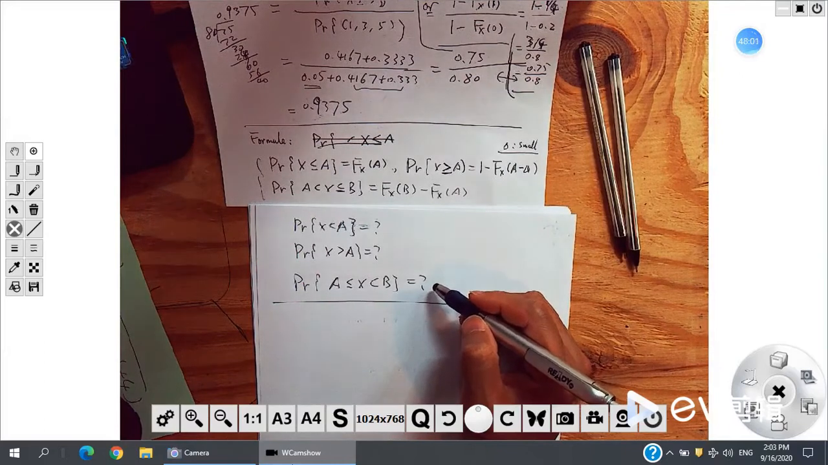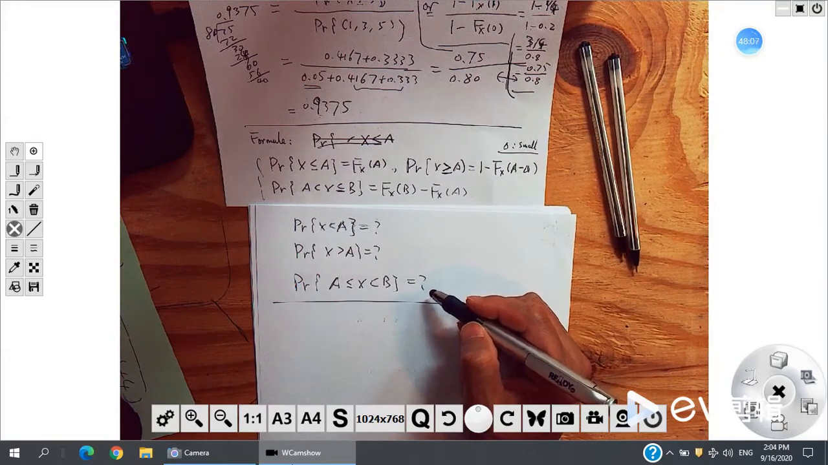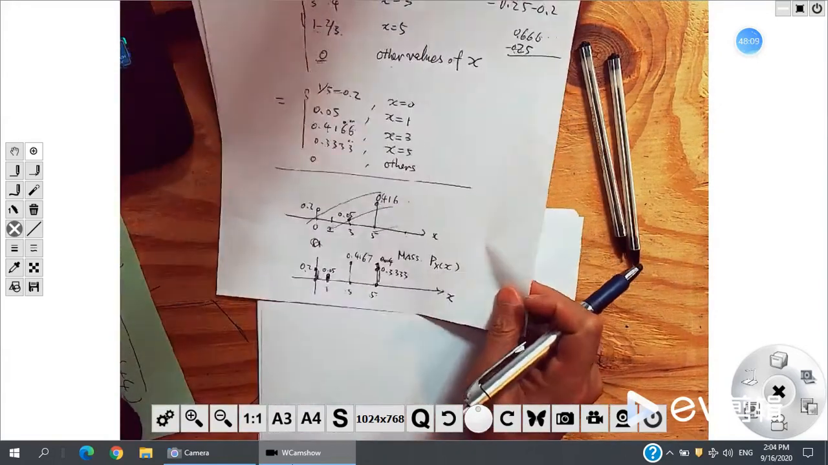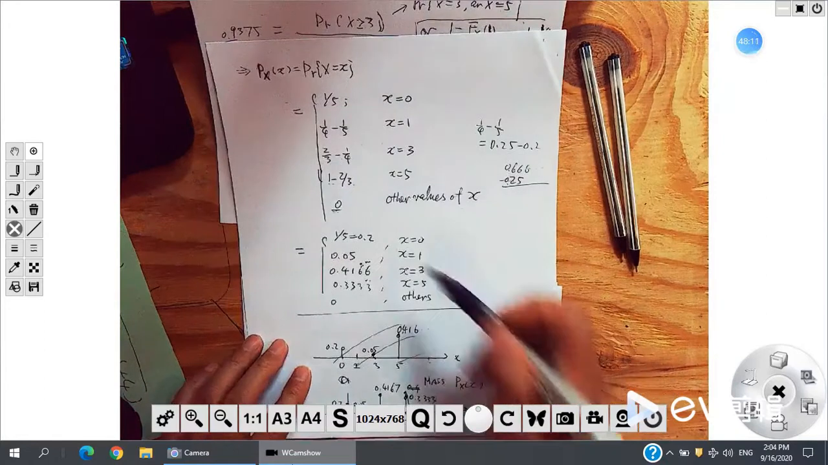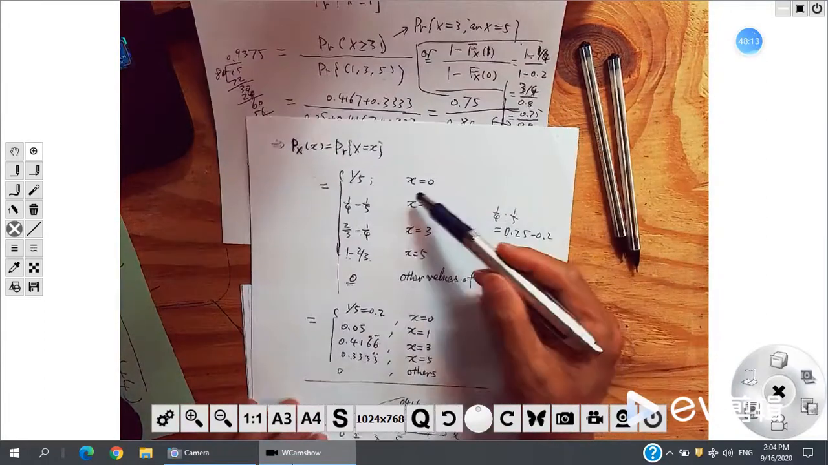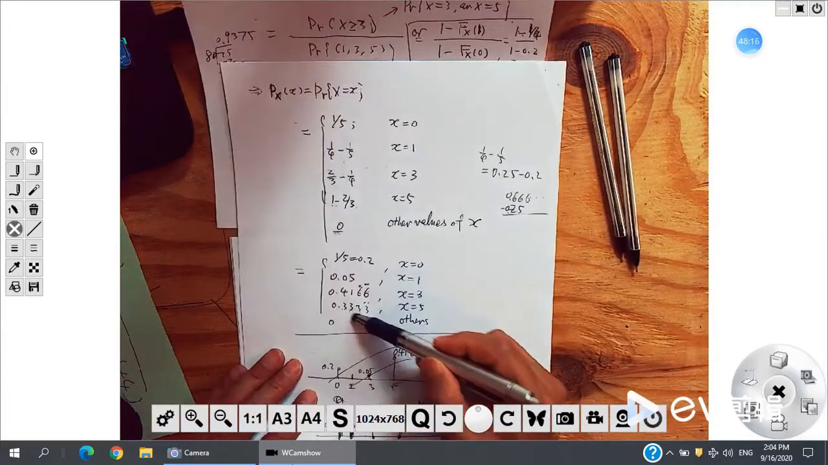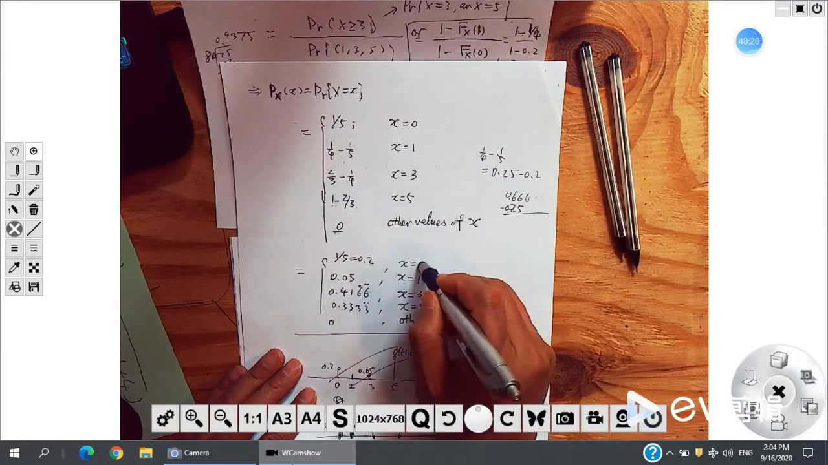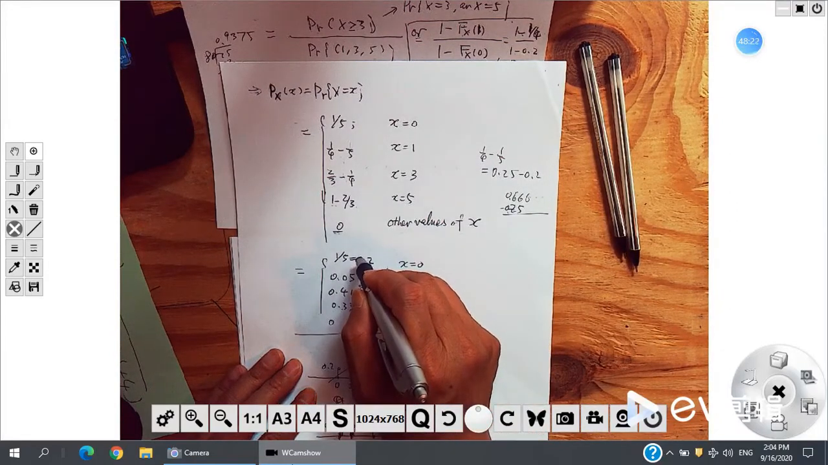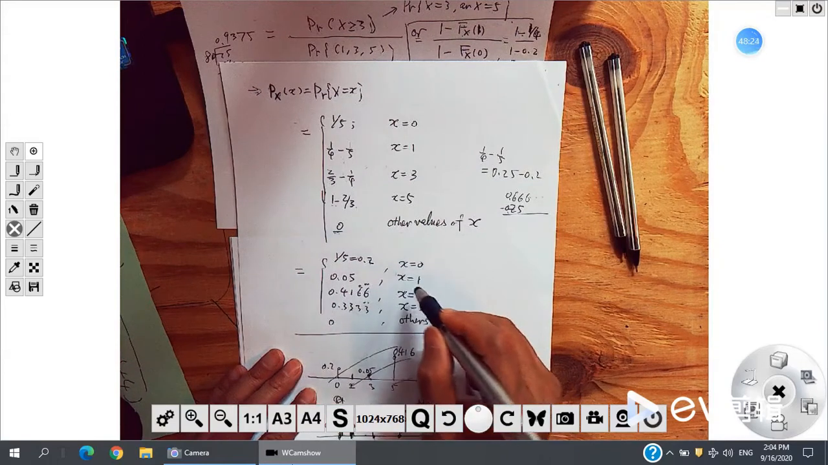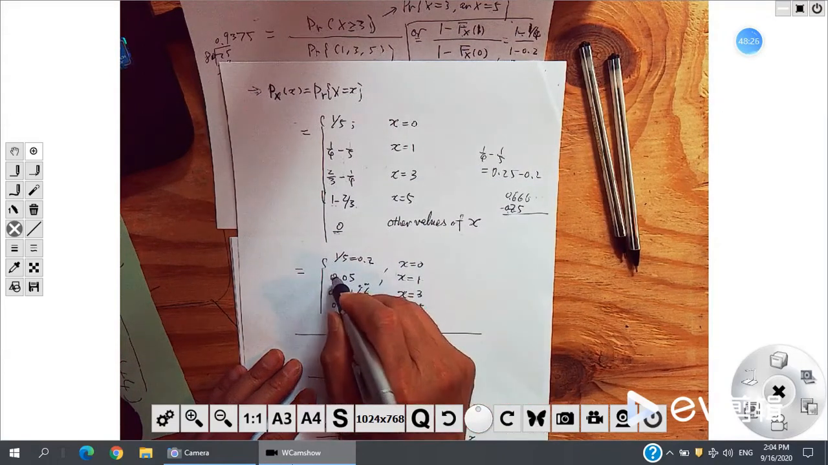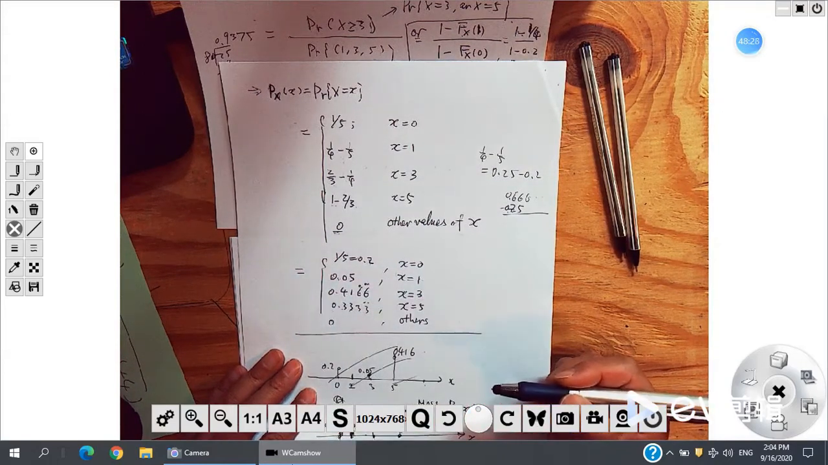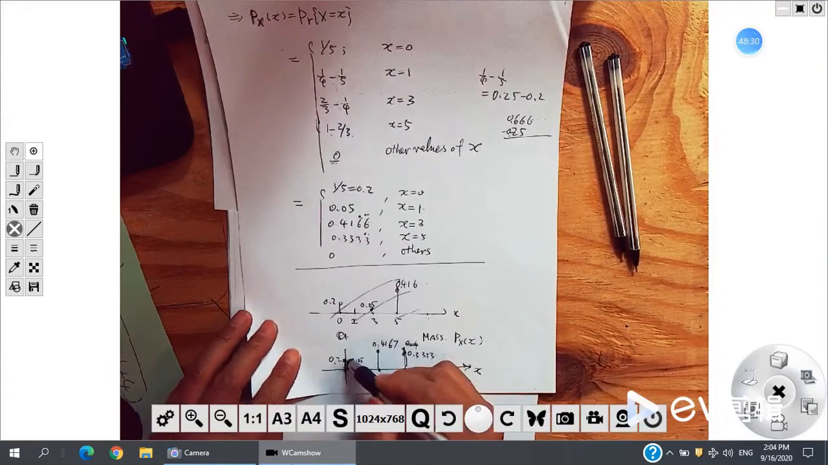Basically, the mass function is just the list of the probabilities. This is the mass function, right? Like this example, I have a mass function. It looks like this. It is just a list of the probabilities. X equal to 0, the probability is 0.2. X is 1, the probability is 0.05, something like that. Yeah, it's just a list of the values.